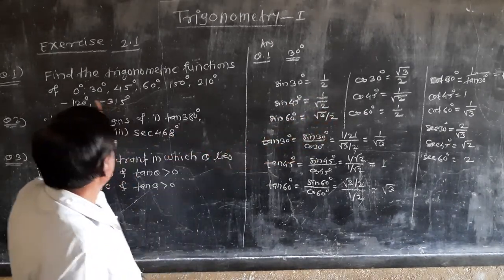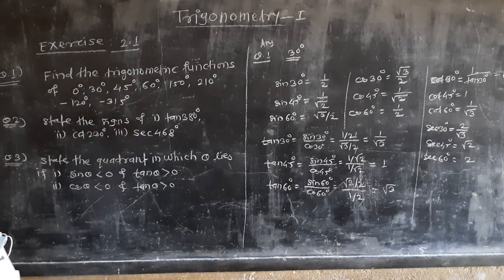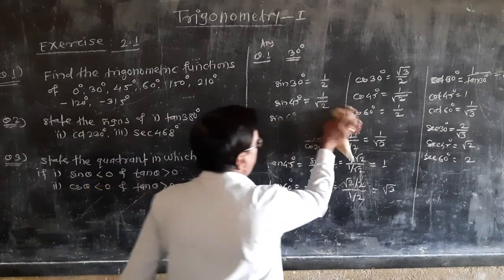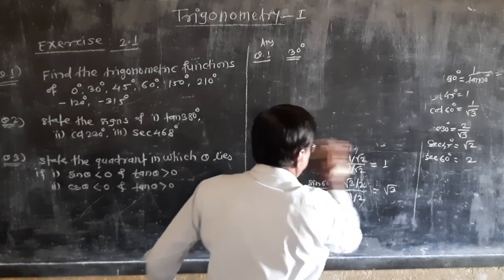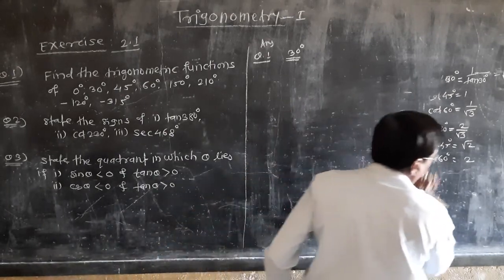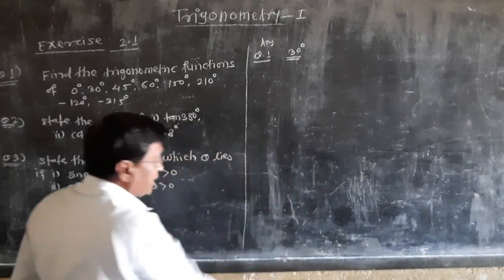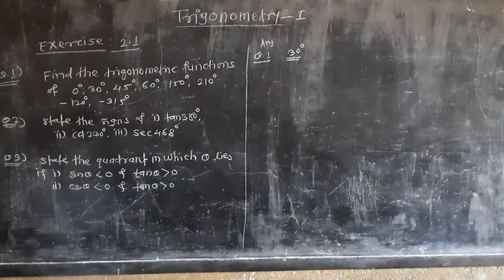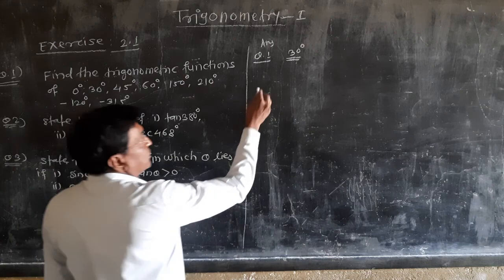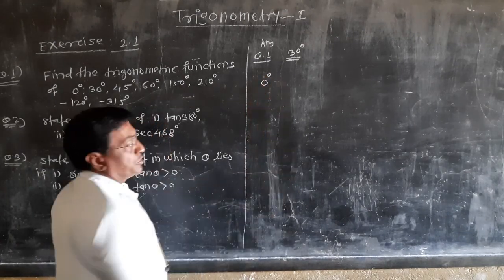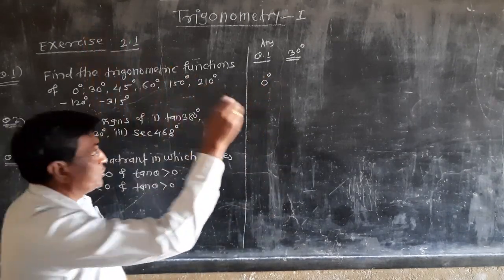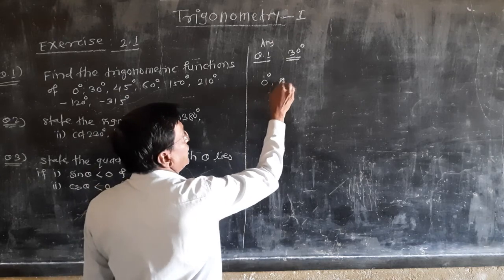So by the way we calculate this like this. Okay, after this, whenever the terminal arm is along the axis, then the standard measure will be 0 degree if it is along the positive x axis. If along the positive y axis, then that measure will be 90 degree.